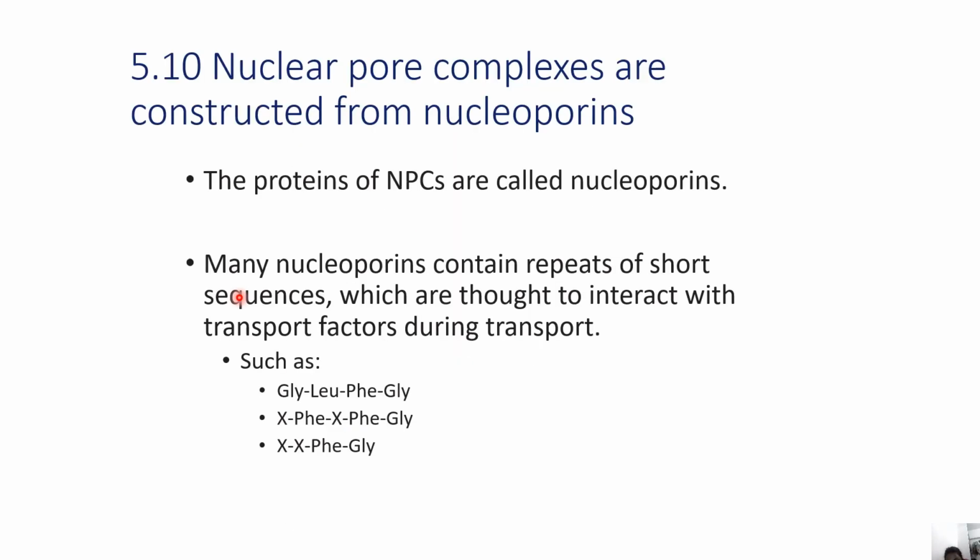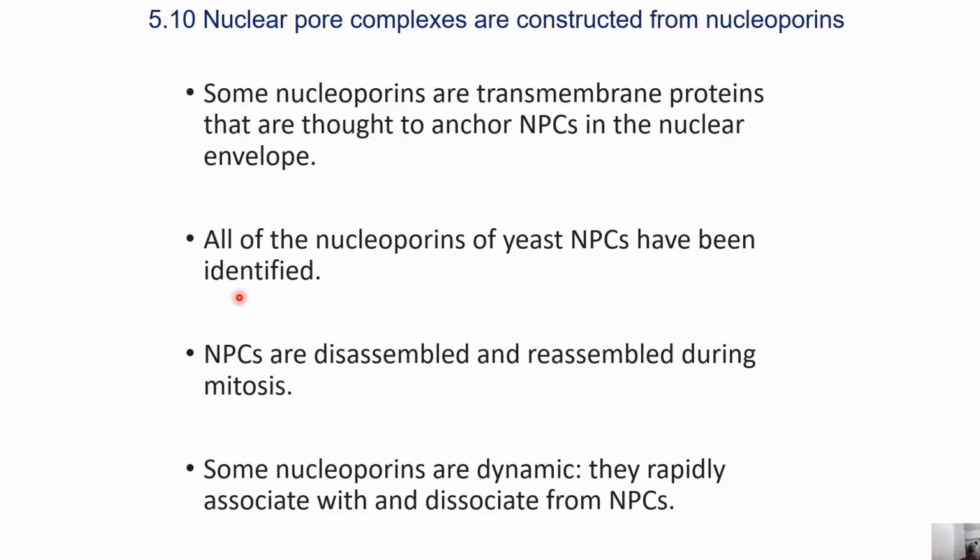Protein organization in the nuclear envelope. The proteins of NPCs are all called nucleoporins. Many nucleoporins contain repeats of short sequences which are thought to interact with transport factors during transport. Some nucleoporins are transmembrane proteins that are thought to anchor NPCs in the nuclear envelope. All of the nucleoporins of the NPC have been identified. NPCs are disassembled and reassembled during mitosis. Some nucleoporins are dynamic; they rapidly associate with and dissociate from NPCs.